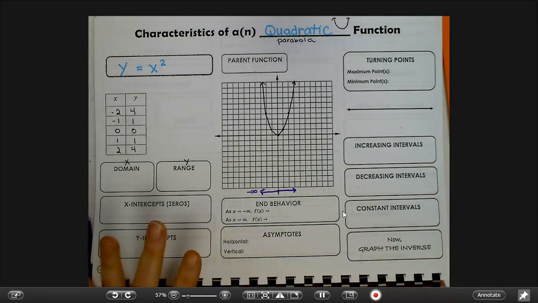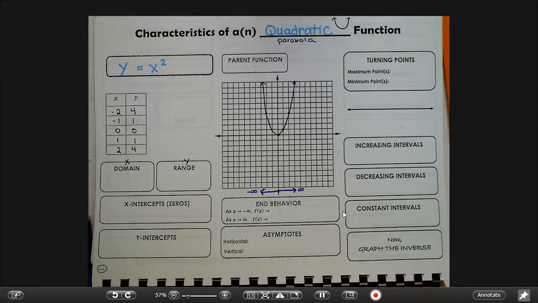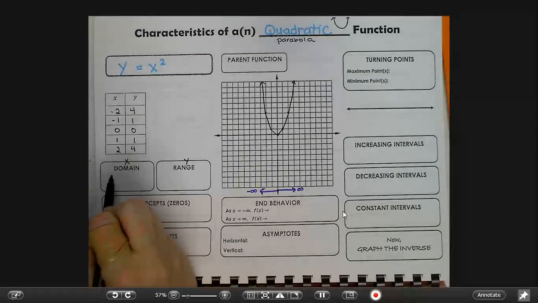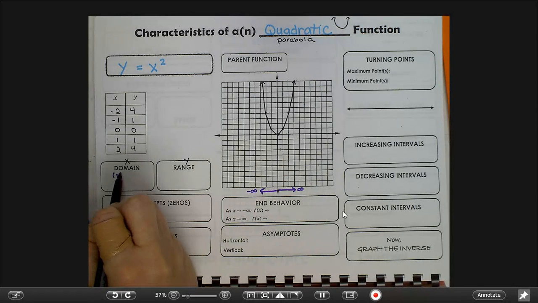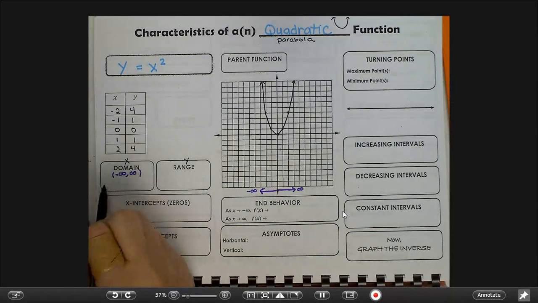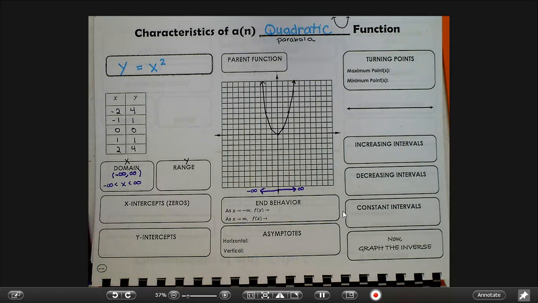So if the arrow is on the left, it's negative infinity, and if it's on the right, it's infinity. So the domain, and you could write this a couple ways, is -infinity to infinity. Or you could also write x is between -infinity and infinity. Those are two different ways that you can write the domain.